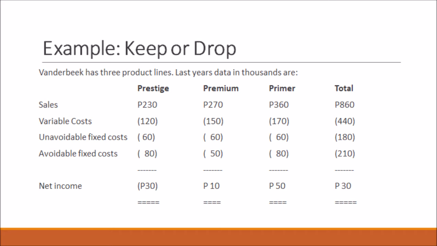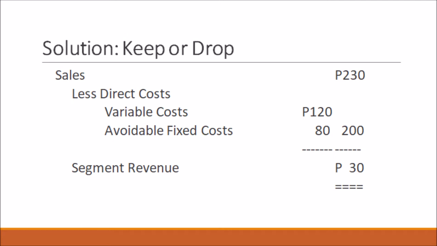And with that, we can already move on to the decision-making analysis. Now, the first solution is presented here in the incremental method. Observe that the sales is 230 pesos, the variable cost is 120 pesos, and the avoidable fixed cost is 80 pesos, and we get the segment margin of 30 pesos. Now what does this mean? It means that if we keep the product line, we will still be able to get a segment margin of 30 pesos.